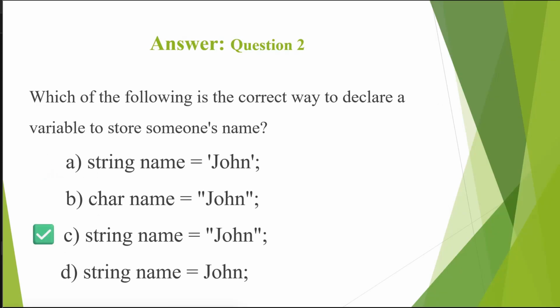Next question, it was about declaring a variable to store someone's name. The correct answer is option C. In C#, a string stores text and we must use double quotes around the value. Option A uses single quotes, which is incorrect because single quotes are used for char, not a string. And option B incorrectly declares a char type, but assigns multiple characters, which is not allowed. So the correct answer is option C.